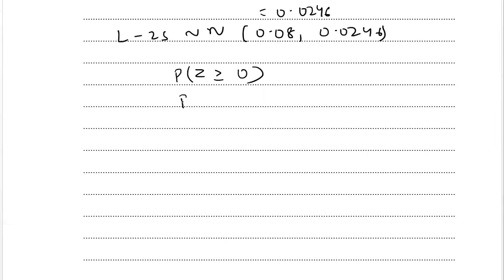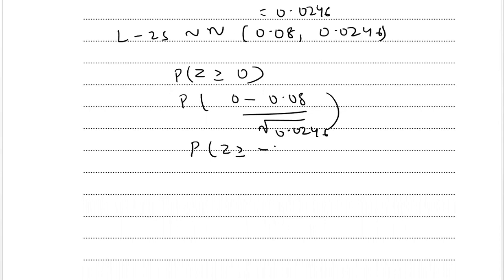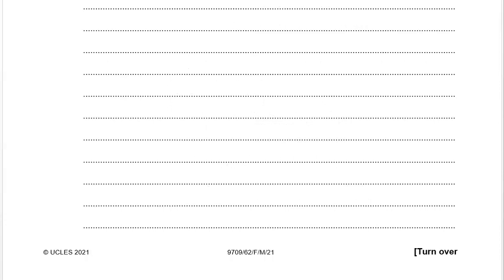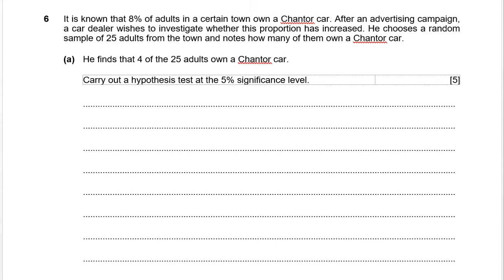So it would be P of 0 minus 0.08 upon root 0.0246. P of Z is greater than or equal to minus 0.5106, 0.510. This is coming 0.6950.